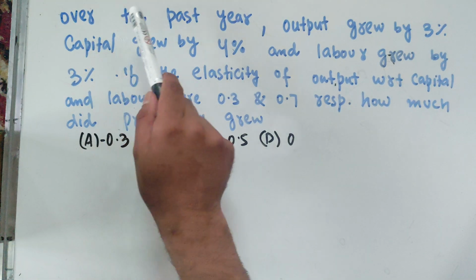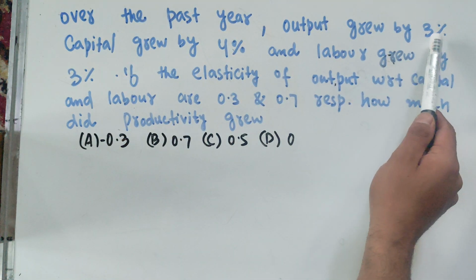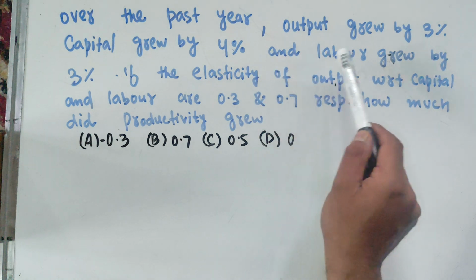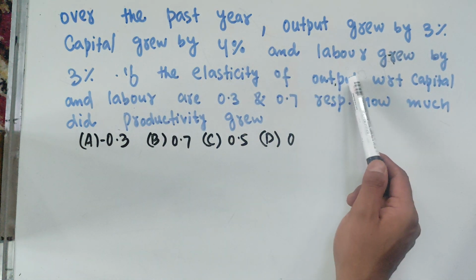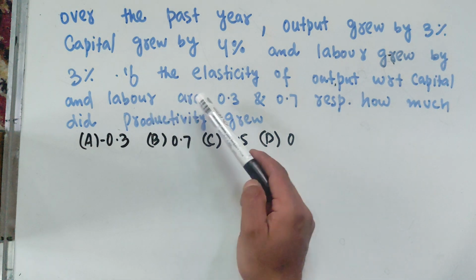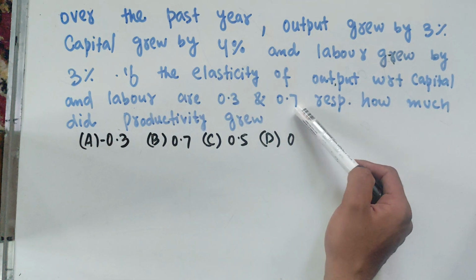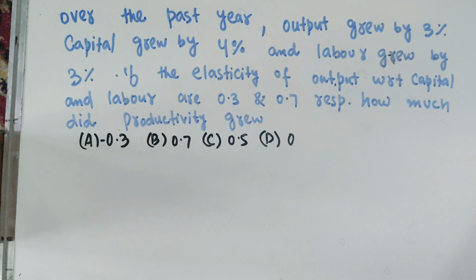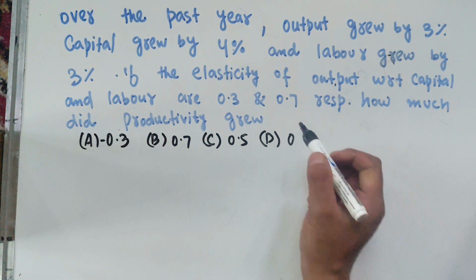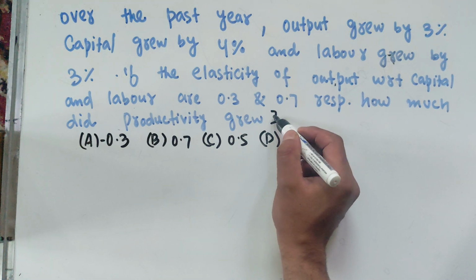The question is, over the past year, output grew by 3%, capital grew by 4%, and labor grew by 3%. If the elasticity of output with respect to capital and labor are 0.3 and 0.7 respectively, how much did productivity give? Options are given. We need to find out the correct option.